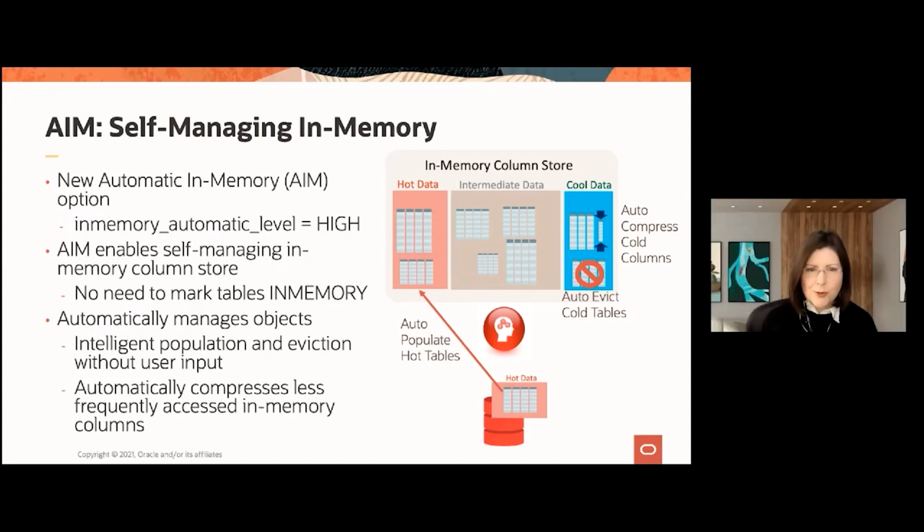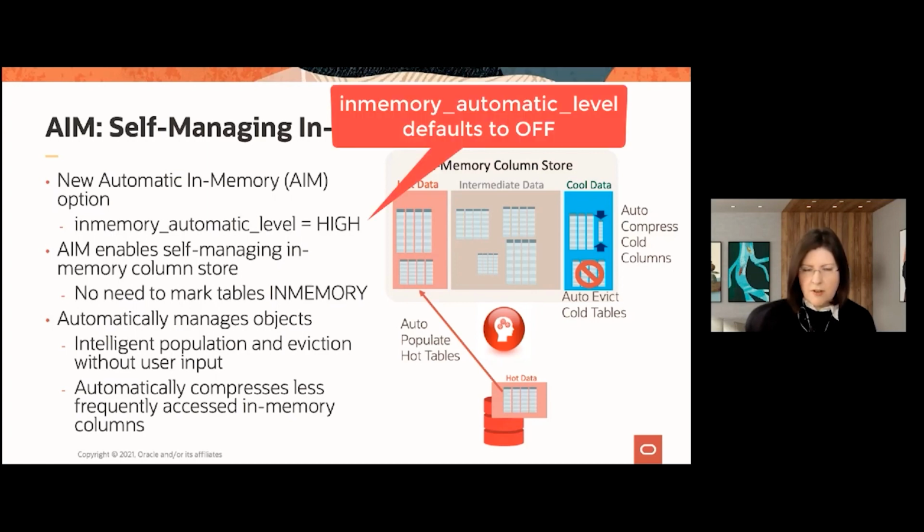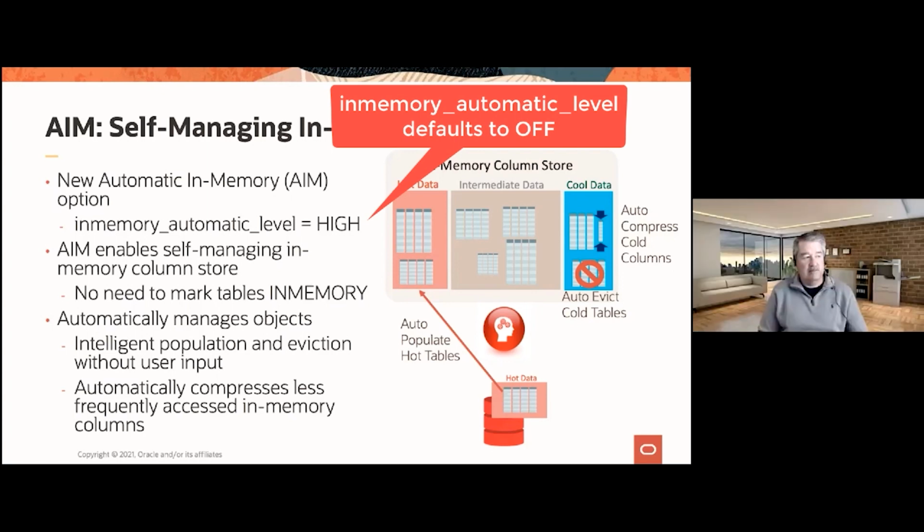No, it's super cool. But I know myself as a control freak, especially if I've been using in-memory for a while, I might be nervous about this being turned on and evicting stuff that I want. So by default, out of the box, if I upgrade to 21c, what is the in-memory automatic level parameter set to? It's not set. There's low, medium, high, and I don't remember. None, I think. I think it's none.